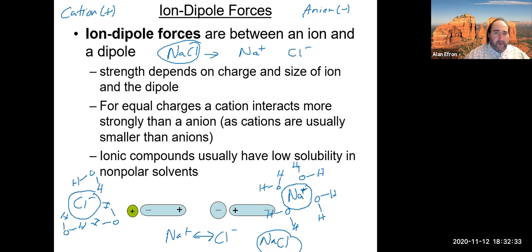So ion-dipole interaction is between an ion and a polar molecule. Again, that polar molecule has the fixed charge in terms of positive and negative, and it's able to interact really well with ionic compounds.